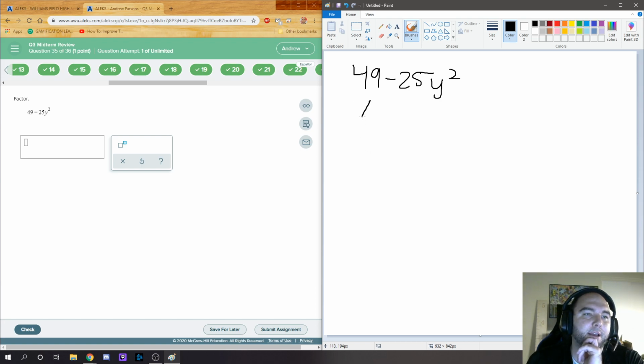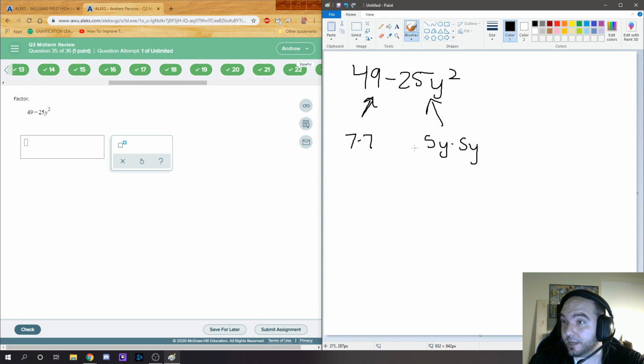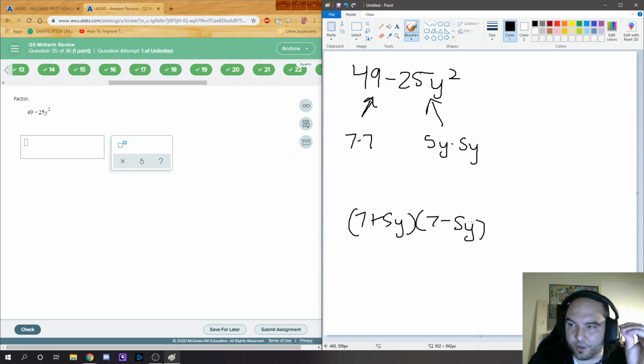First, you recognize the following, that 49 is 7 times 7. And you recognize that 25y squared is 5y times another 5y. And there you go. Now you just plop them into some answers. Ready? 7 plus 5y. There you go, part of the answer. And 7 minus 5y. It's very important that one's a plus and one's a minus. Doesn't matter the order. But the plus and the minus of the same stuff cause there to have been no middle term, and that's why this thing only had 2 terms.